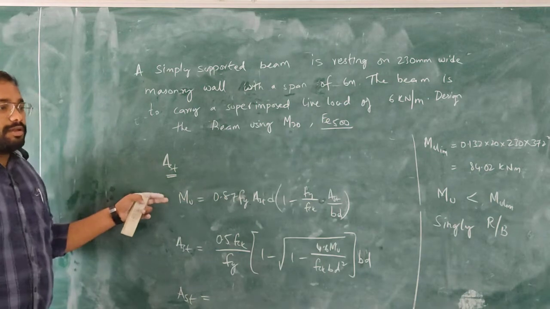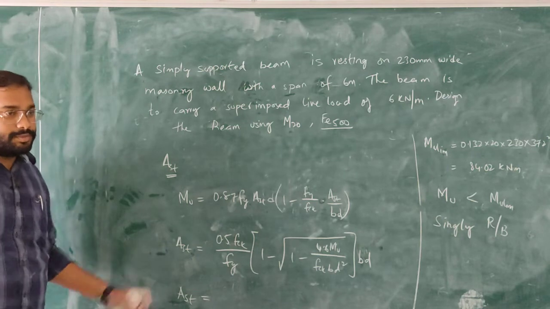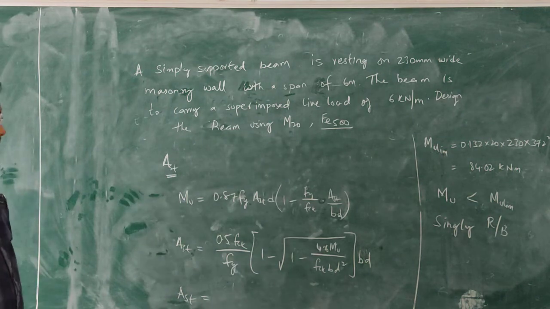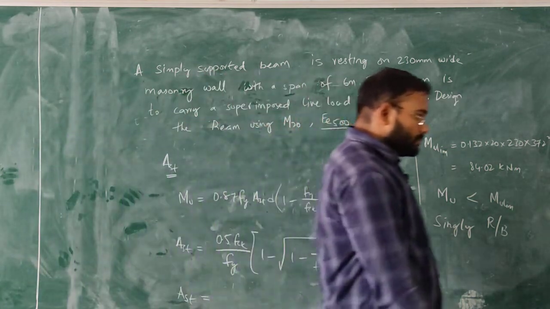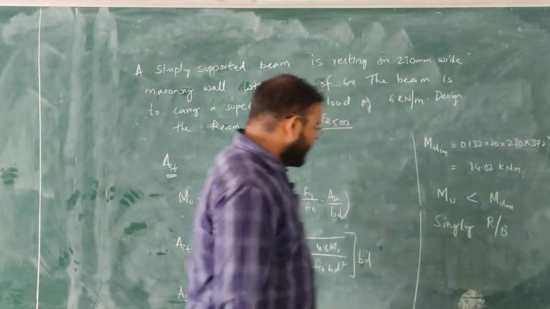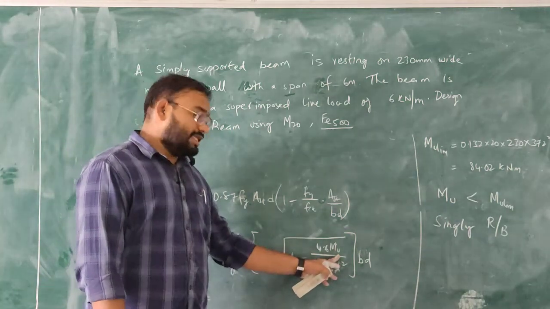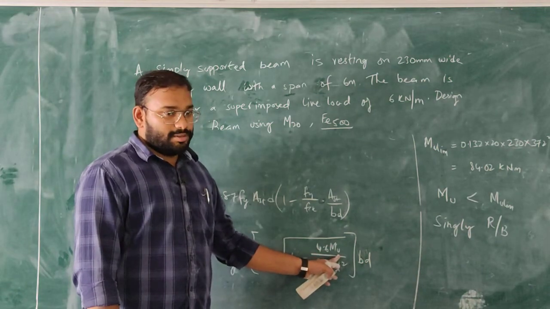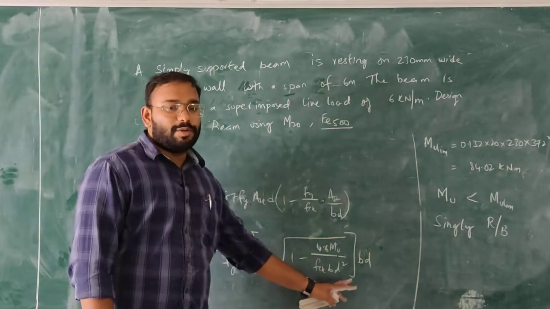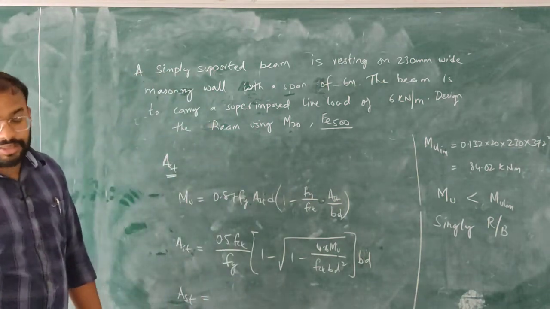This formula is there in code book page number 96. Okay, this is not there in your code book. 0.5 into 20 by 500 into 1 minus root of 1 minus 4.6 mu, which is 60.4 into 10 power 6, divided by 20 into 230 into 372 square, into B multiplied by D. B and D is 230 and 372.